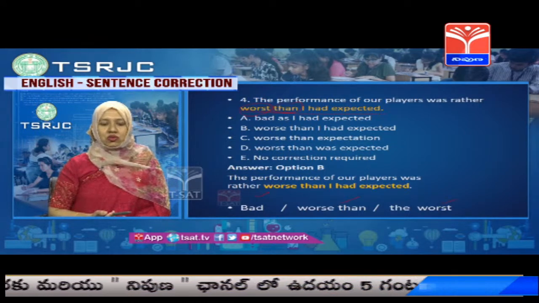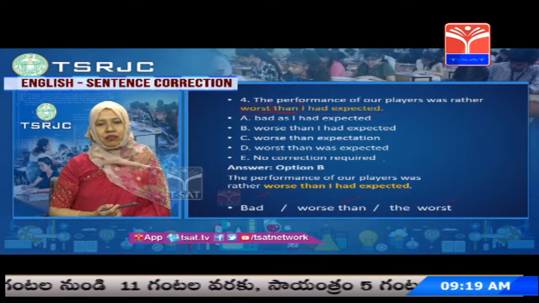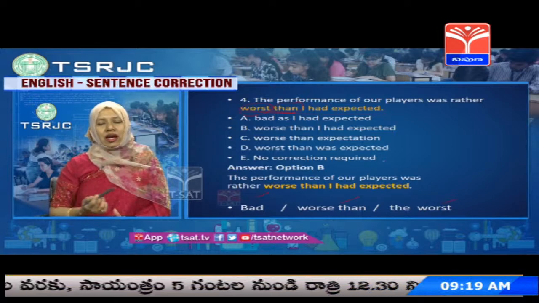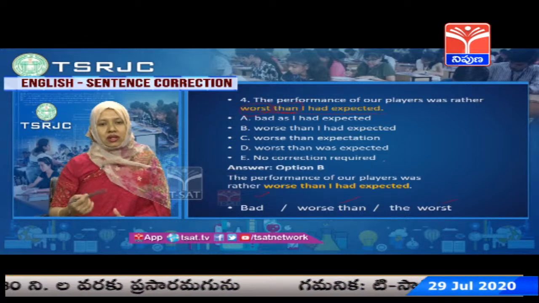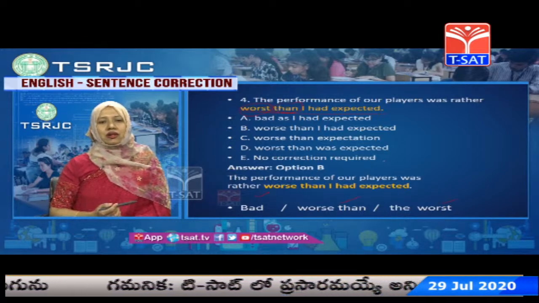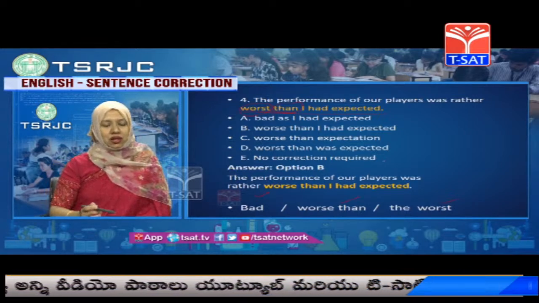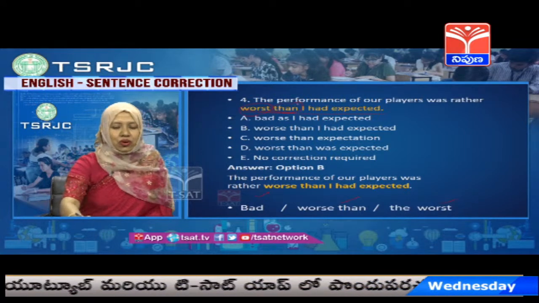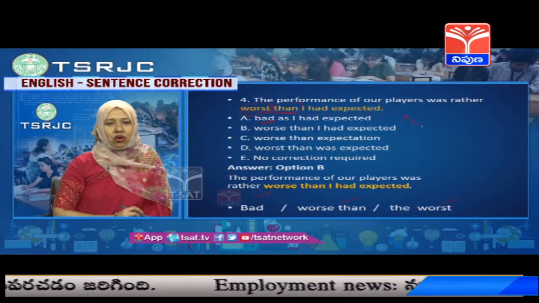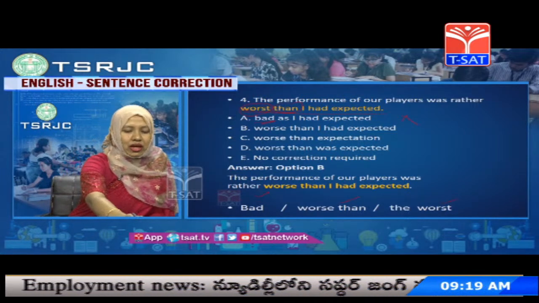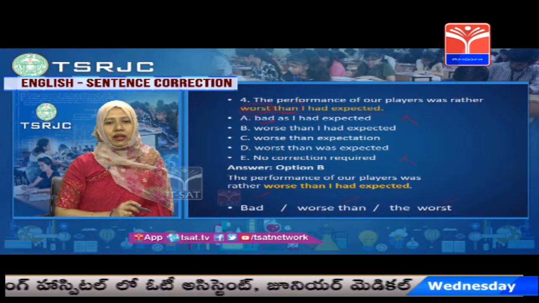So, what should come? What can be the appropriate answers? A, bad as I had expected. B, worse than I had expected. C, worse than expectation. D, worse than was expected. E, no correction required. So, if you see the options, because than is there, you cannot use bad. Bad is positive degree. So, eliminate this. This option is wrong. There is a mistake here. We have identified the mistake. So, option E is eliminated.